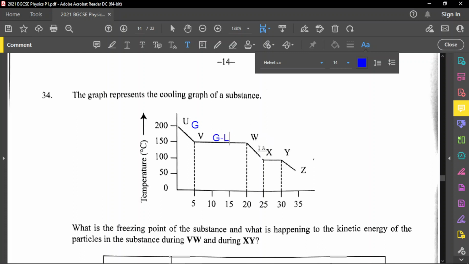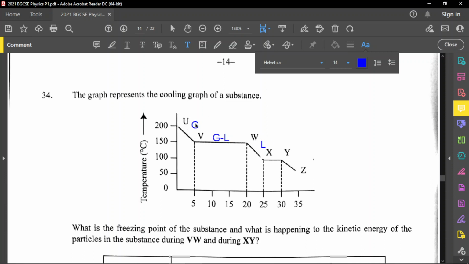W to X, we're going to move now from the liquid. So this is still a liquid right here, and it's going to be liquid only. Okay, so here's liquid only. So after W, sorry. So let's just go back again.